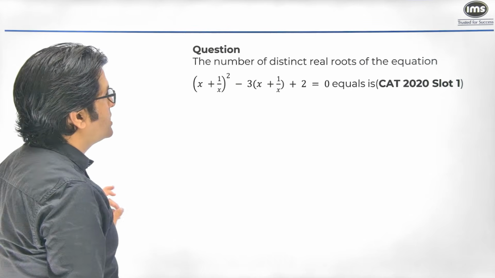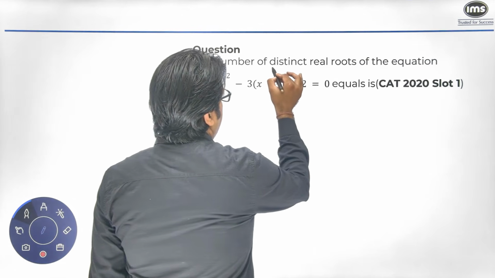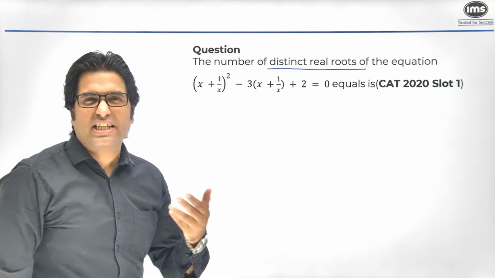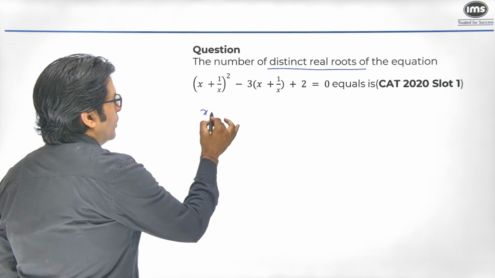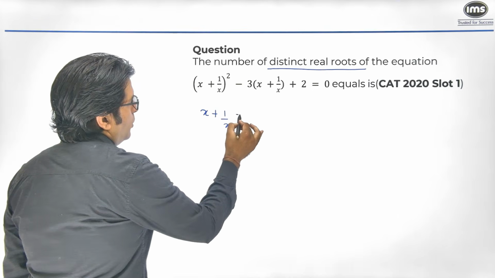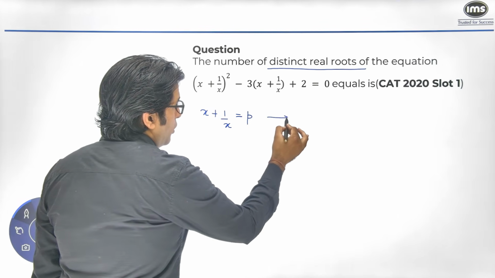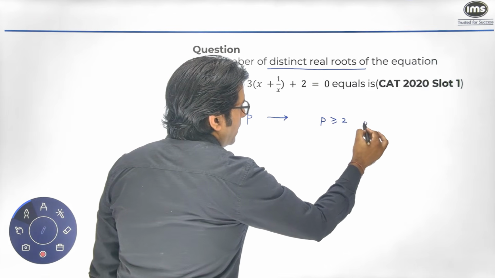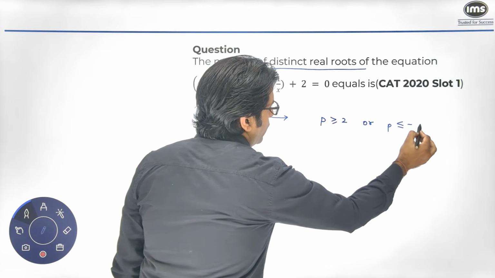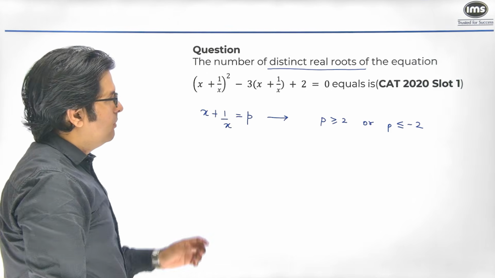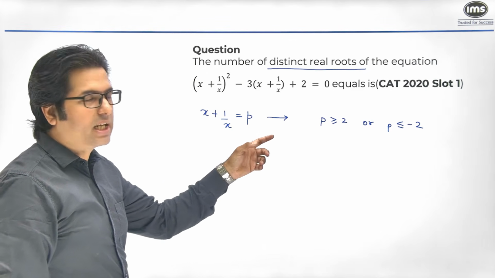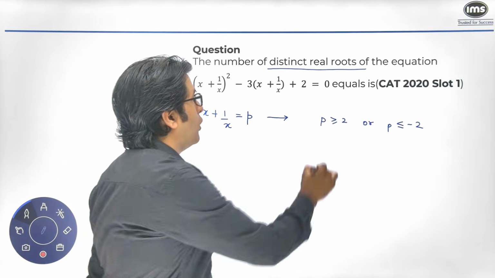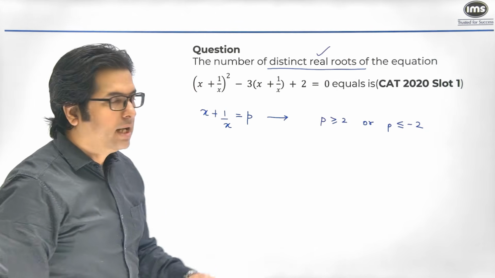So number of distinct real roots. Understand that they are asking for distinct real roots, and the expression that we get is x plus 1 by x. So the first thing that we can do is set x plus 1 by x equal to p, where we now know that p will either be greater than or equal to 2, or p will be less than or equal to minus 2. Remember this part, because it is an expression of a number plus its reciprocal. Either the expression will be greater than or equal to 2 or less than or equal to minus 2 for all real values. Otherwise, we get imaginary answers.